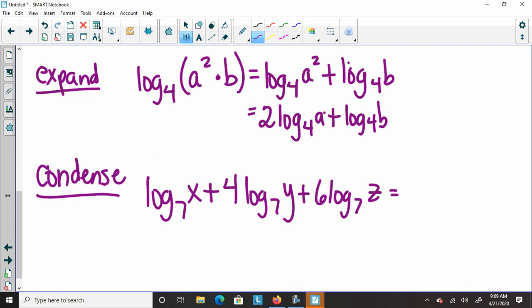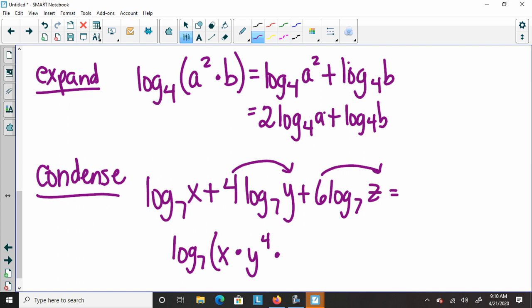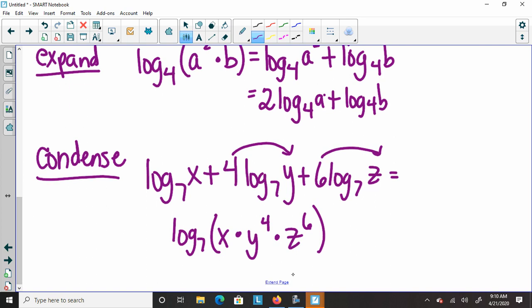All right. So this looks like pluses are going to turn into times, and the numbers in the front have to turn into powers. So that's just going to jump up there, and that's going to jump up there. And then we'll have one logarithm, log base 7, and then we'll have x times y to the 4th times z to the 6th. So one log, these pluses turn into times, the powers go into the top.